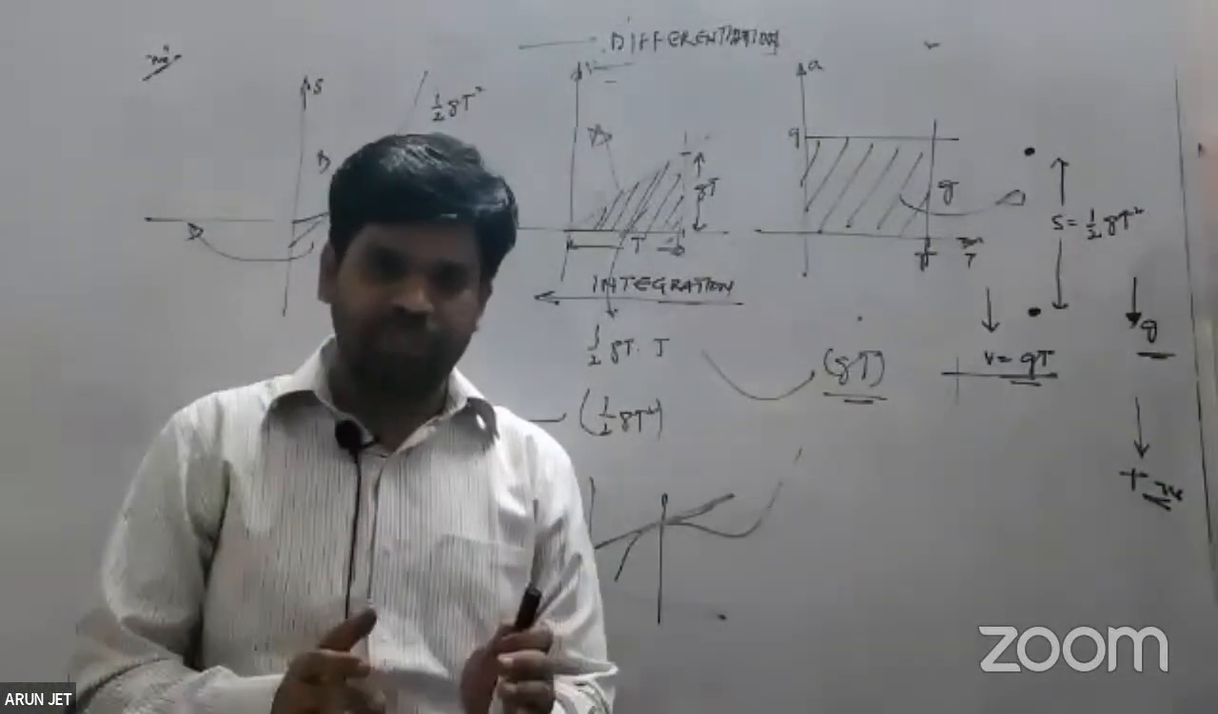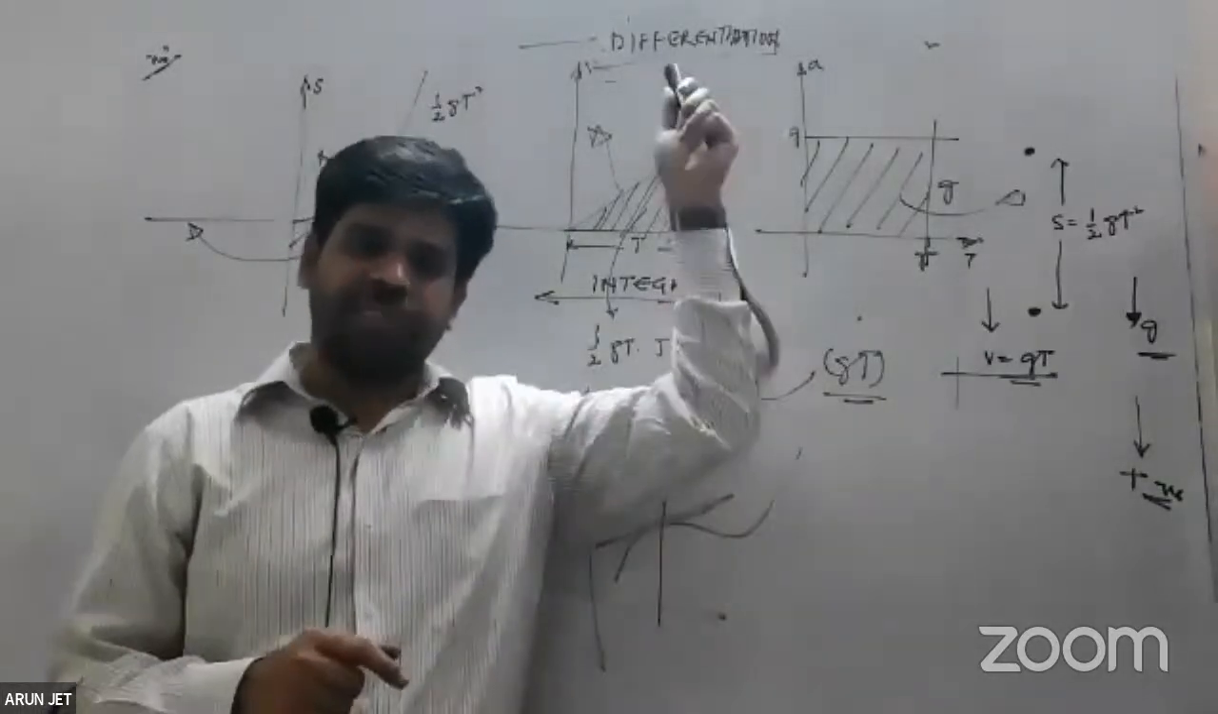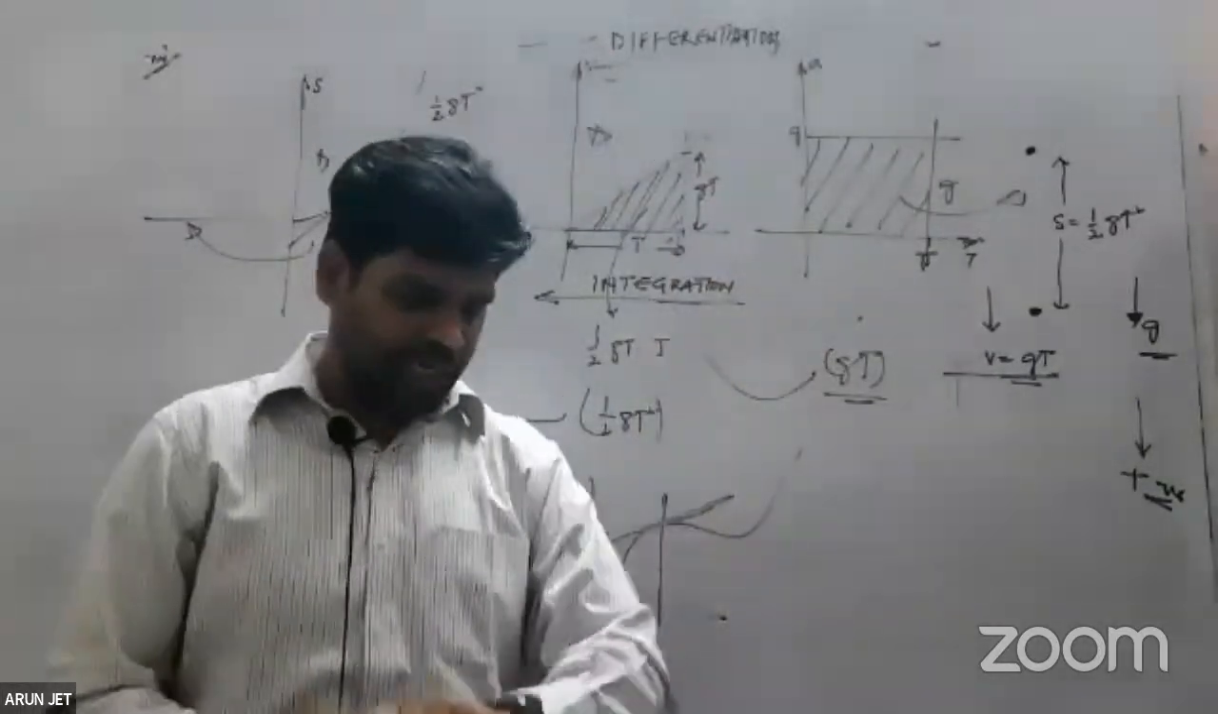I'll be able to extract the whole of the information of the motion given any of these graphs. But how do I do it? Using differentiation and integration. All right, we'll continue tomorrow.